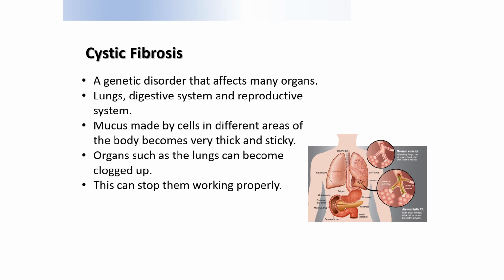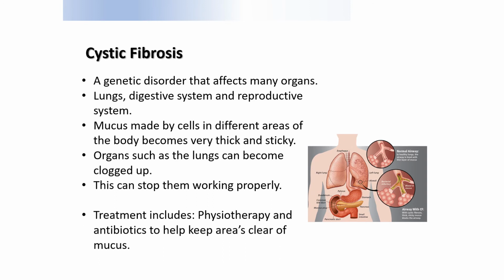The pancreas cannot make or secrete enzymes properly because the tubes through which the enzymes are released into the small intestine are blocked with mucus. The reproductive system is also affected, so many people with cystic fibrosis are infertile. There are some treatments which include physiotherapy or antibiotics to help keep areas clear of mucus. Cystic fibrosis is caused by a recessive allele.